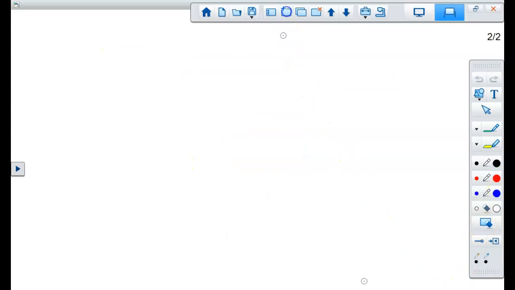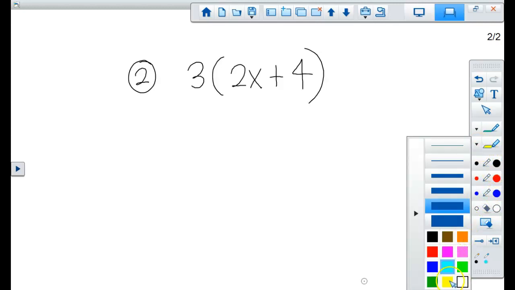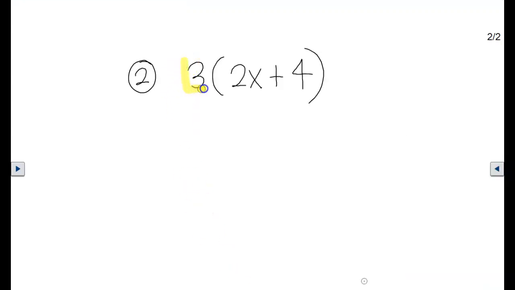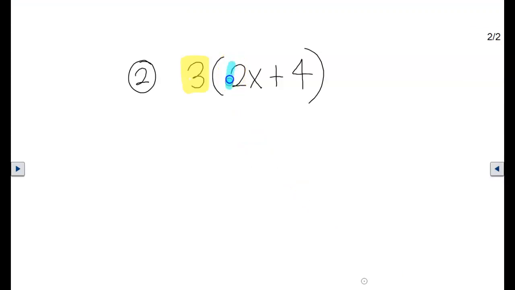All right, let's try another one. For example 2, we will do 3 times the group 2x plus 4. This is a job for the distributive property because it asks us to take a number, 3, and multiply it by the entire group 2x plus 4.